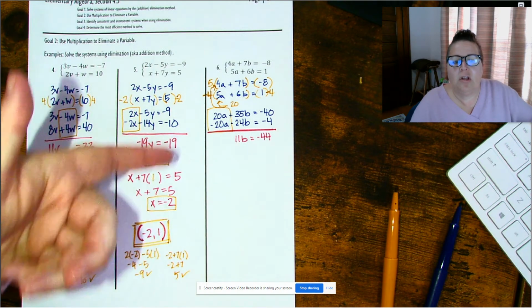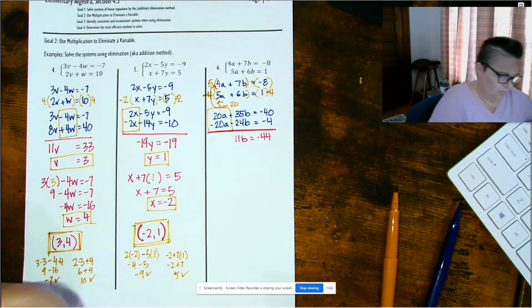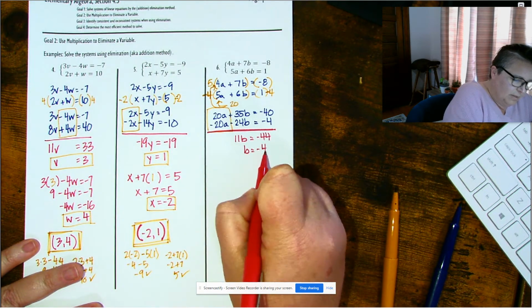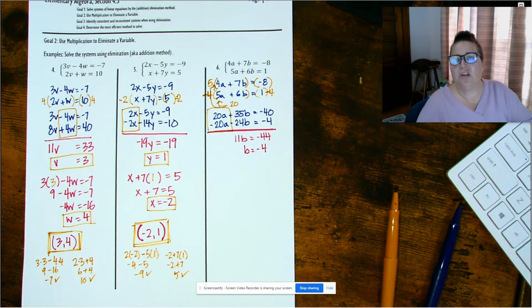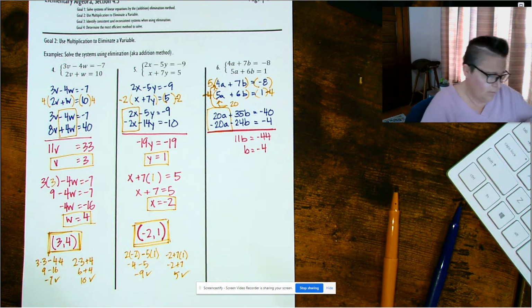Look at how beautiful that is. 11b is equal to a negative 44. Now I'm just going to divide both sides by 11 to get b is negative 4. So straightforward if you can get through that mess on the top.